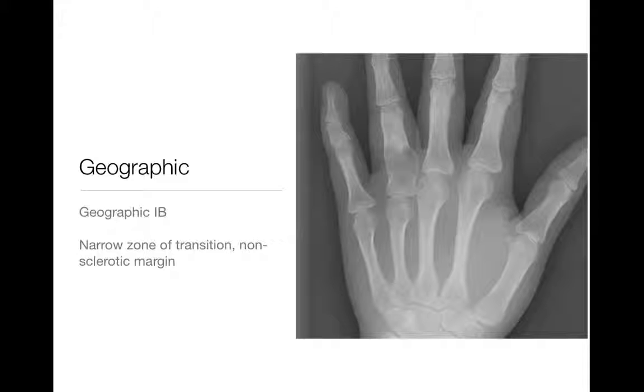Again, most of these things are going to be benign conditions, benign lesions. Here we have one in the hand, geographic lytic lesion, which is slightly expansile, has a narrow zone of transition, non-sclerotic border. This one is centered in the metaphysis of the phalanx of the hand here. This was enchondroma in this case, which is a common benign lesion in the hand.